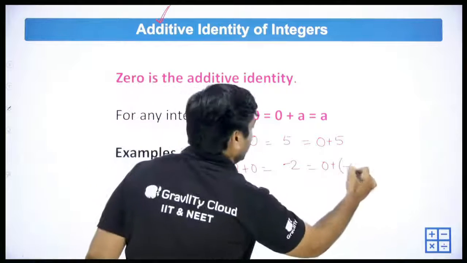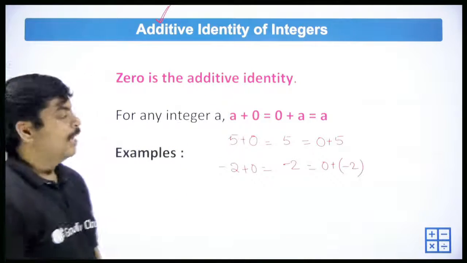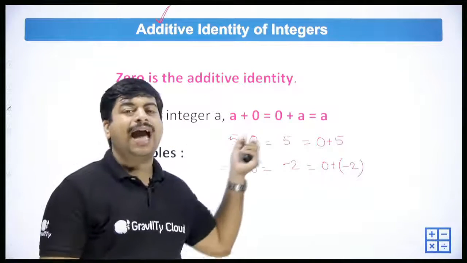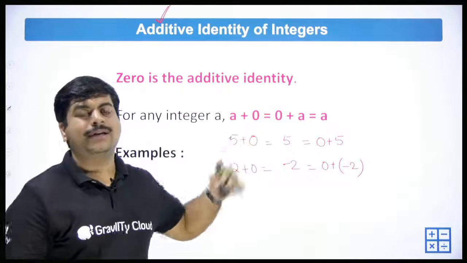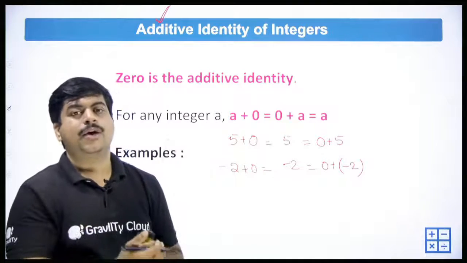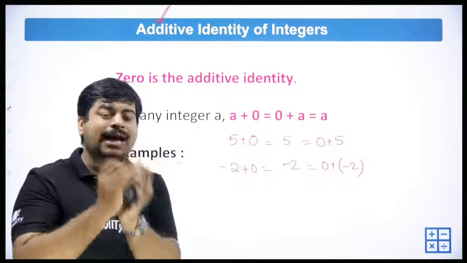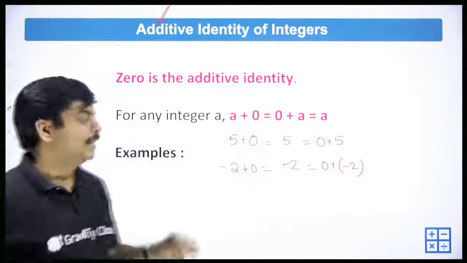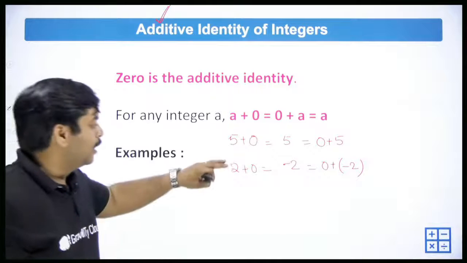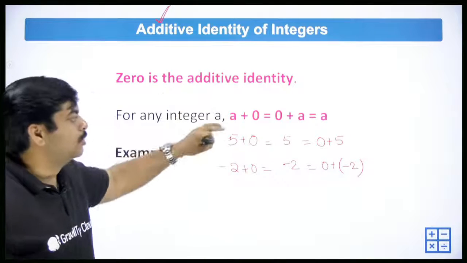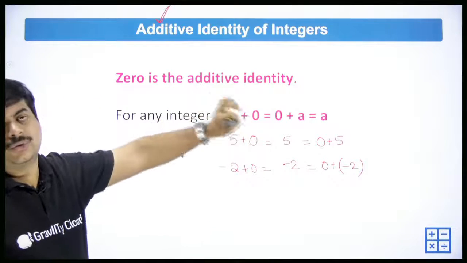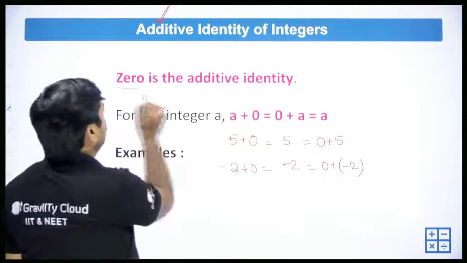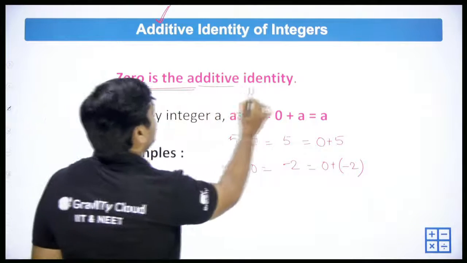0 plus minus 2. So, what I can say here, 0 is that number when we add to the given number, we get the same number back. We get the same identity. Identity means the same number appearing again. Even if you take 0 also, for 0 also, the additive identity is 0. So always 0 is the additive identity.